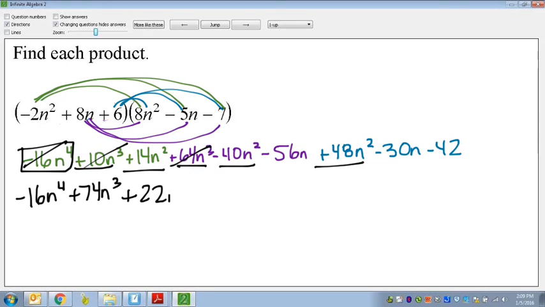At least for me. Calculators are a great thing. All right, negative 56n minus 30n gives me negative 86n. And then negative 42 is all by itself. Wow, so there you go. If you don't pay attention or be careful with yourself, so that's how we multiply polynomials.